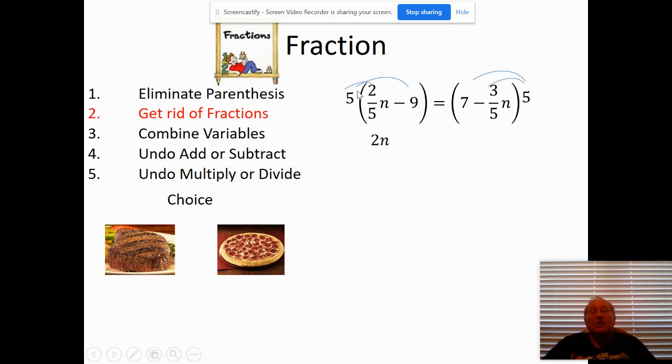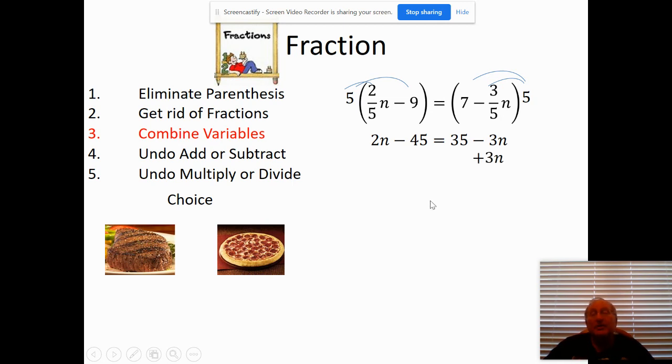So this 5 and that 5 cancel out, leaving me a 2n if I multiply this first term. And this 5 times negative 9 makes negative 45. I'm going to take this 5 times the 7, which is 35. And then when I take 5 times the negative 3/5 n, the 5s are going to cancel, leaving me a negative 3n. All right, there's where I combine the variables.